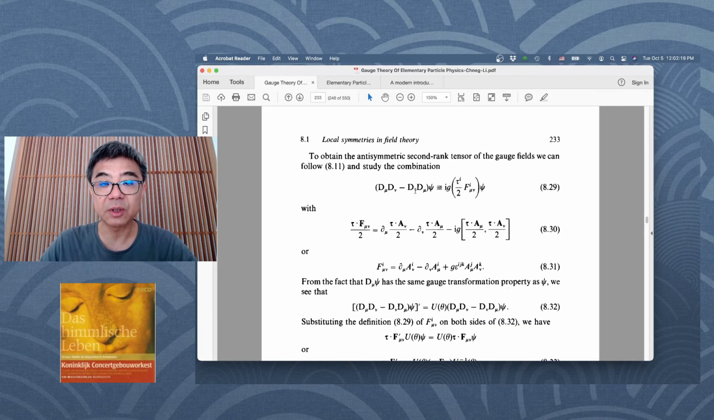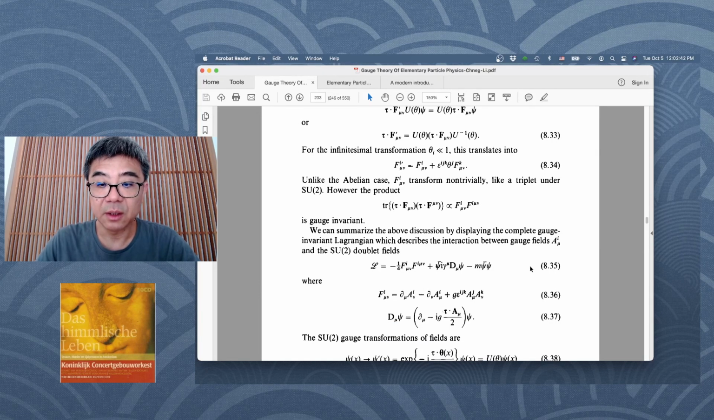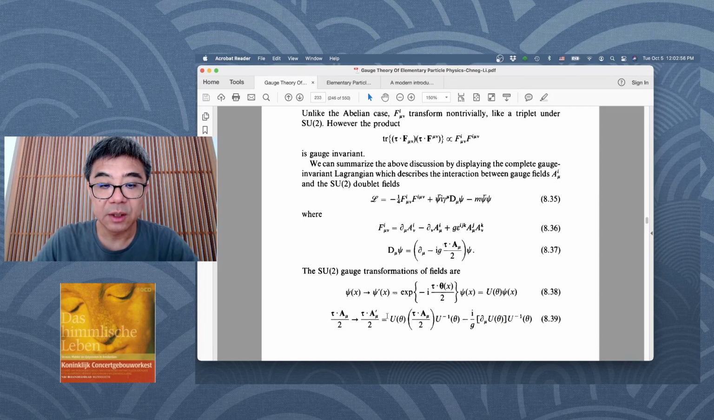Here I defined it as the commutator of covariant derivatives. However, it can be written in a more complete form in terms of A, so 8.31 can be written in this way. Now I have finished, and we can put everything together into 8.35. Here 8.36 is the definition of the anti-symmetric tensor F, and 8.37 is the definition of the covariant derivative. With this transformation of fields, I have shown that 8.35 is invariant under the local gauge symmetry.